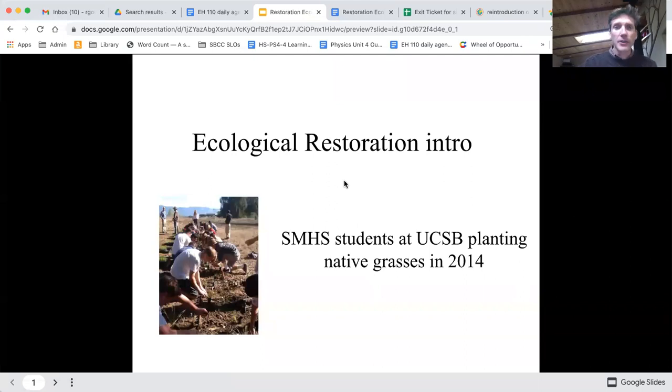Hi students, here's an intro to ecological restoration. Here's some San Marcos students at UCSB planting native grasses in 2014. This is out by North Campus or SANS.